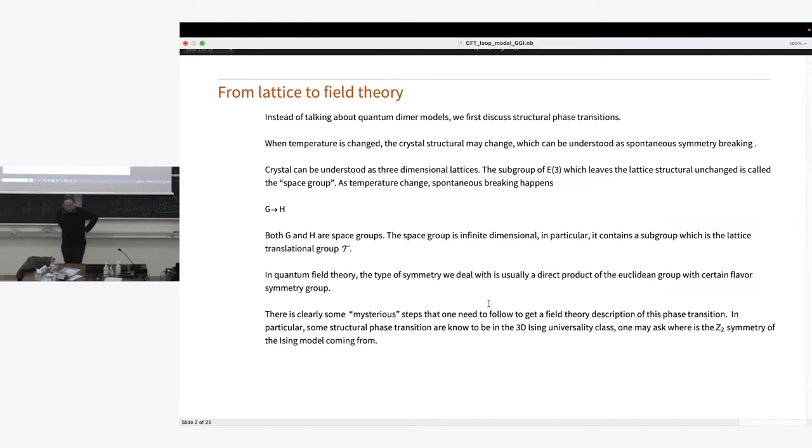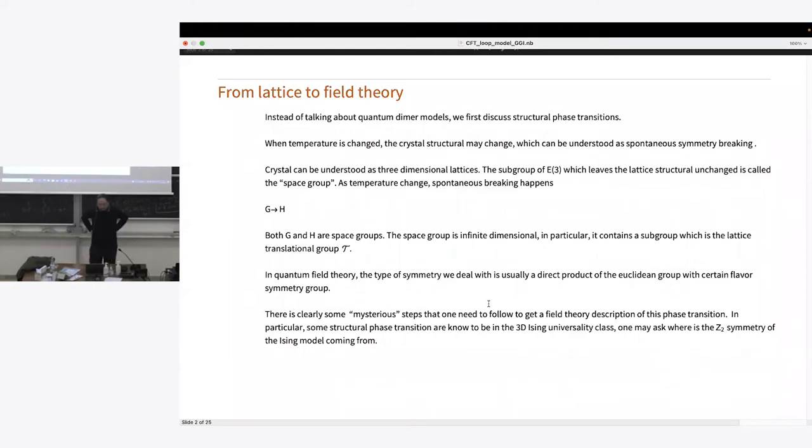Okay, so instead of starting with quantum dimer models, let's start our discussion with some simpler models called structural phase transitions. A structural phase transition is a type of transition where you bring a piece of crystal and heat it up to some temperature, and the crystal structure of this material changes from a specific structure to a different one. This transition can usually be understood as a spontaneous symmetry breaking. A crystal can be understood as a three-dimensional lattice, and there are some rotations, reflections, or translations that preserve such a lattice structure. This is a subgroup of the three-dimensional Euclidean group, and we usually call it a space group. So this structural transition is really a spontaneous breaking of space groups, from higher symmetry to its subgroup, which are both space groups.